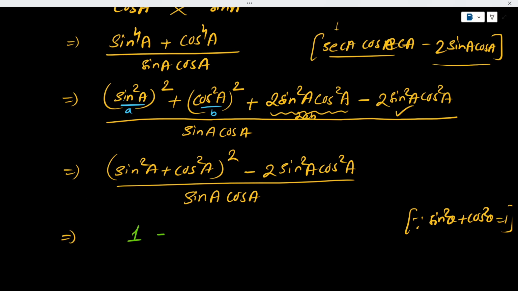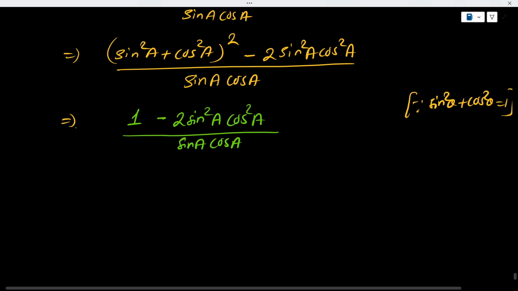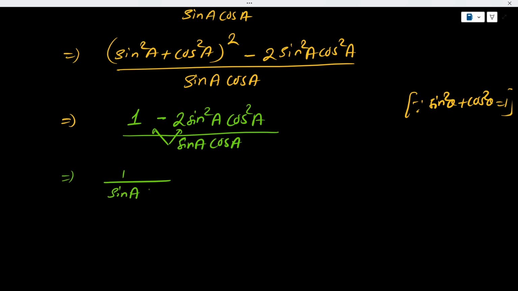1 square is going to be 1 minus 2 sin square A cos square A. Now on the right hand side there was no denominator, so after this I'll separate its denominator, because this denominator belongs to both the terms. So can I write this as 1 by sin A cos A minus 2 sin square A cos square A by sin A cos A, right?